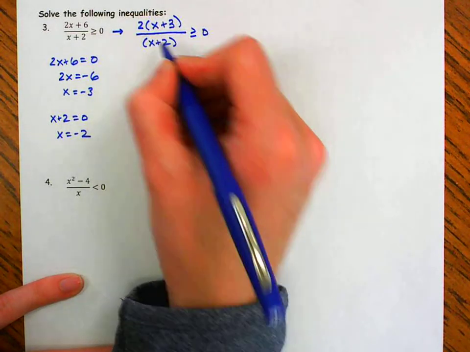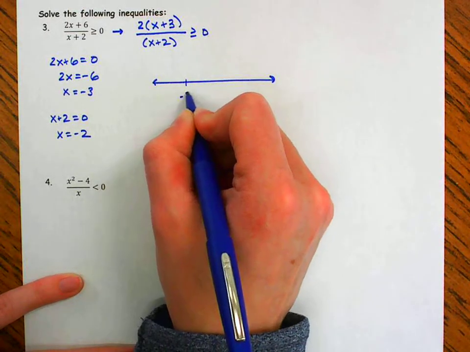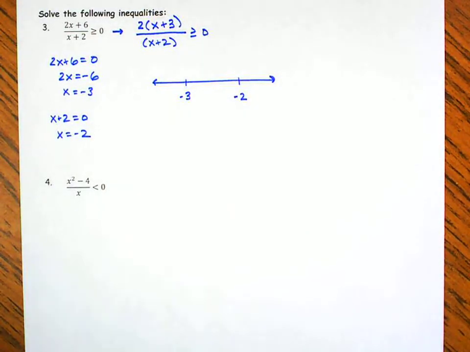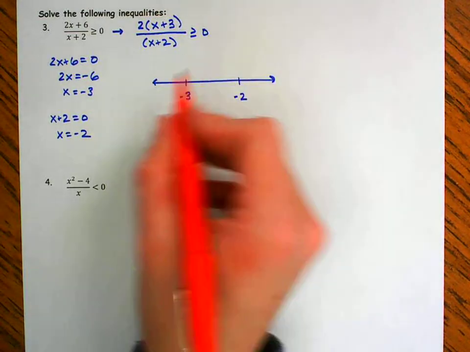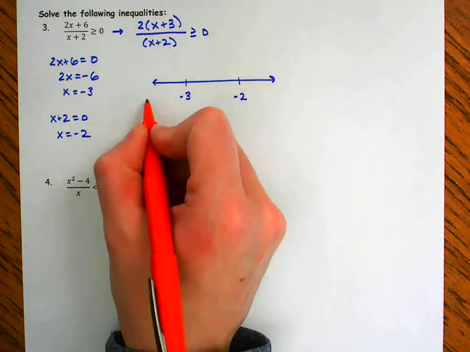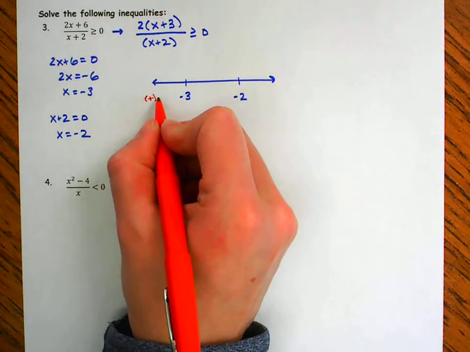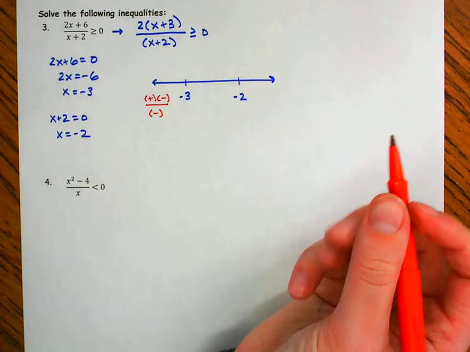Okay, and notice these don't cancel out. So here's my number line. I need to put negative 3 on my number line. I need to put negative 2 on my number line. So let's start testing some things. If I plug in something like negative 4, I'm going to get 2, which is positive. Negative 4 is going to make this negative 1. And then negative 4 is going to make the denominator negative as well.